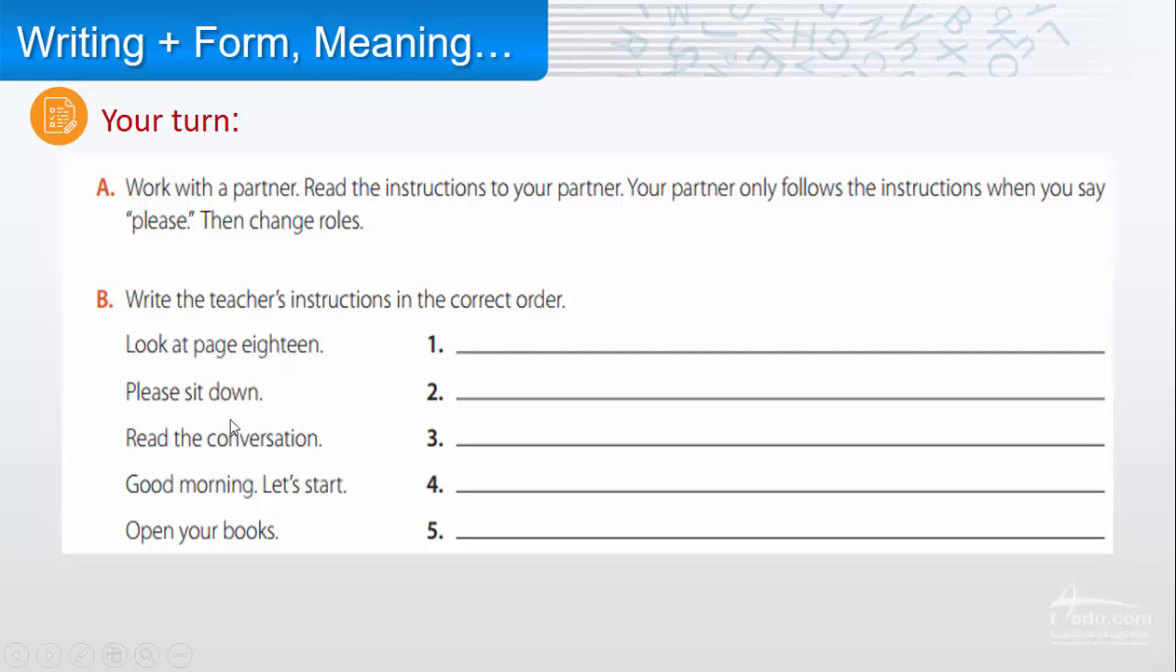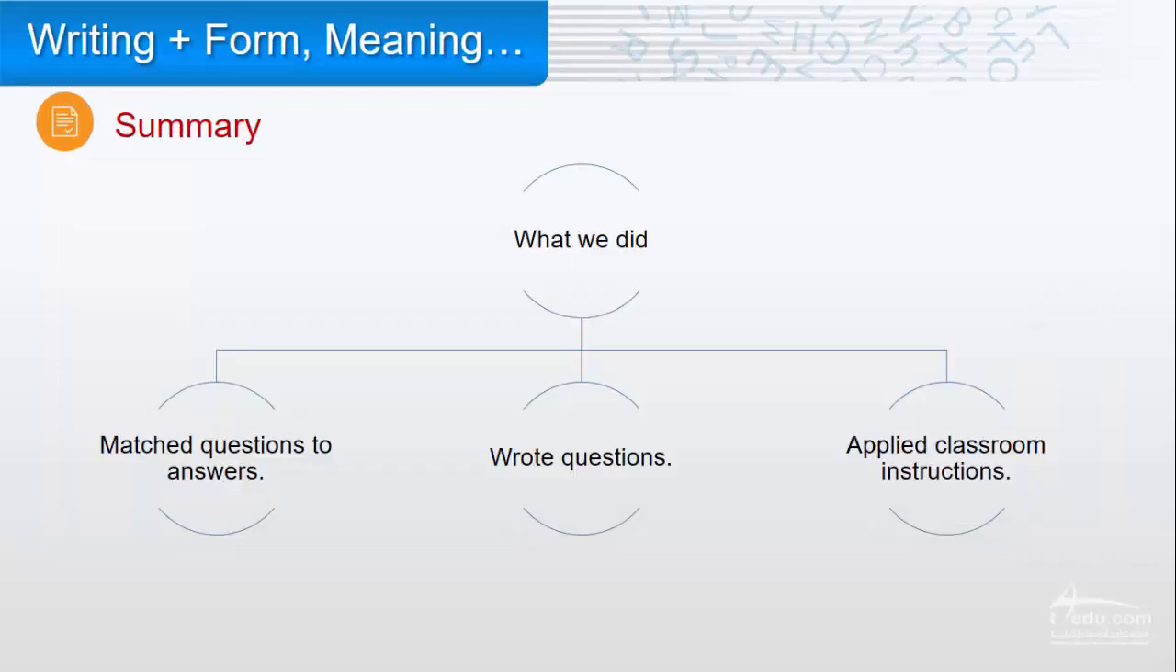Here we have 5 instructions. What do we say first? Good morning. Let's start. After that, the teacher will say, please sit down. And when you sit down, the teacher will say, open your books. And then, look at page 18. When you open your books, the teacher will say, read the conversation.